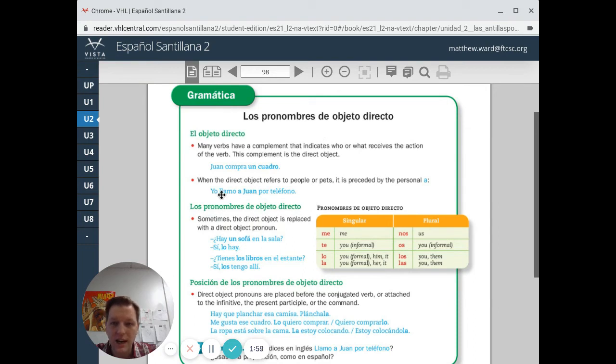So this one says, I call Juan on the phone. Yo llamo a Juan por teléfono. Or I call him. Yo lo llamo por teléfono. Remember, Juan is a boy, so he's going to be him. So I would use lo to replace Juan.